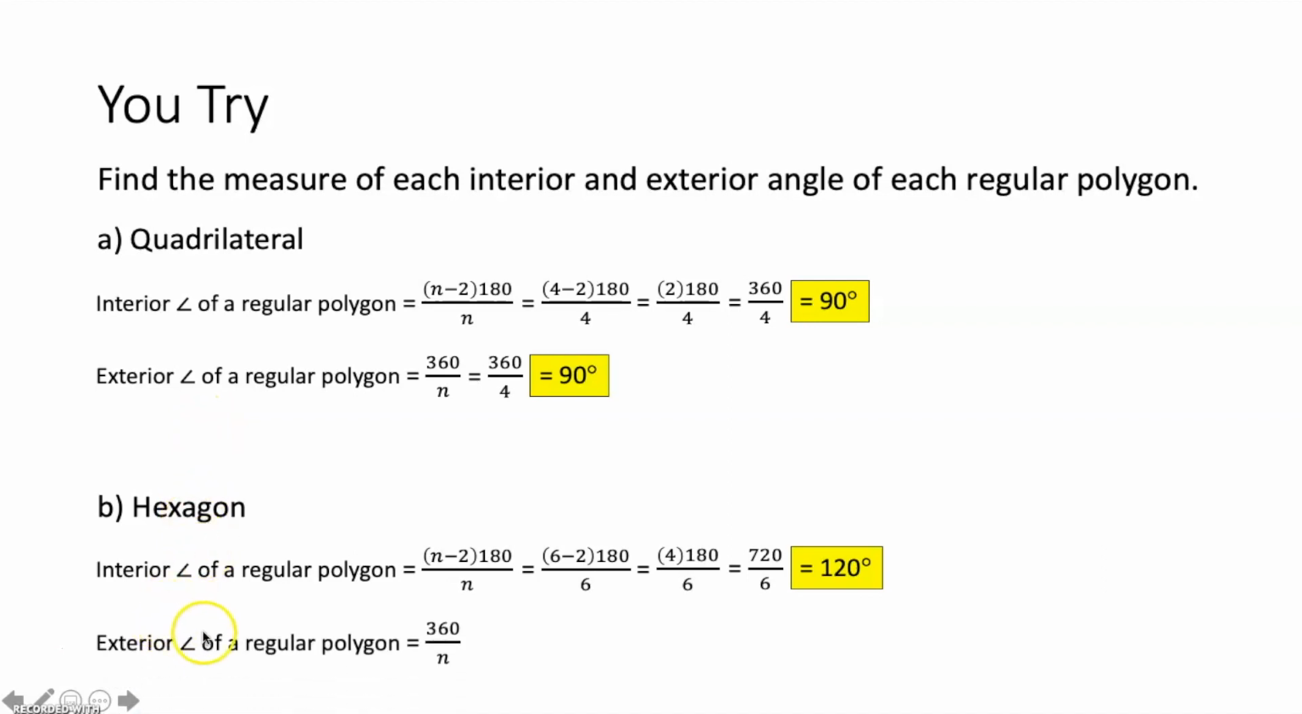So each exterior angle will also be congruent to one another. So we take the sum of the exterior angle measures, which in every polygon is 360 degrees. We divide that by the total number of sides or angles, that's n. And since it's a hexagon, that's 6. We divide 360 by 6, and we end up getting 60 degrees, which means the measure of each exterior angle in a regular hexagon is equal to 60 degrees.